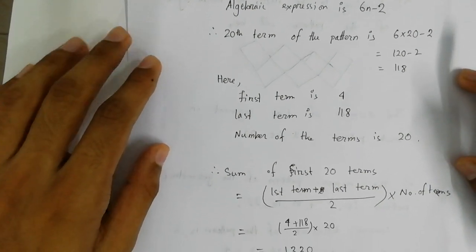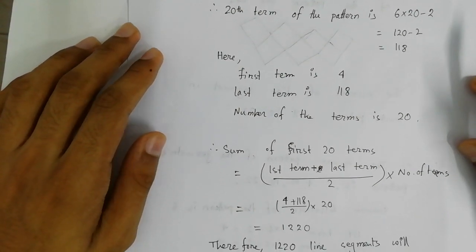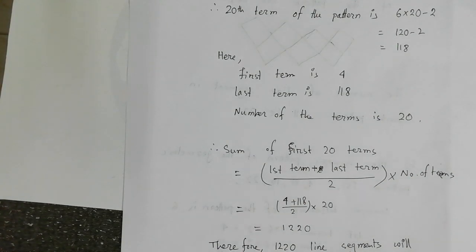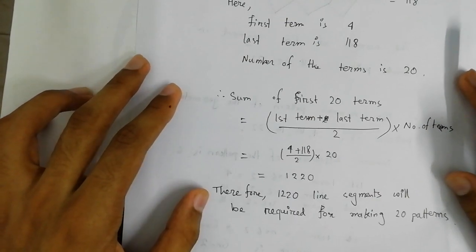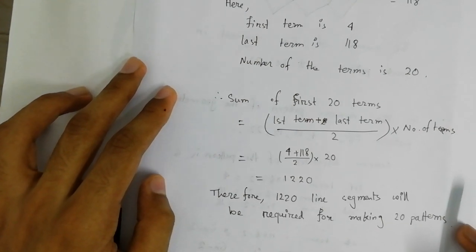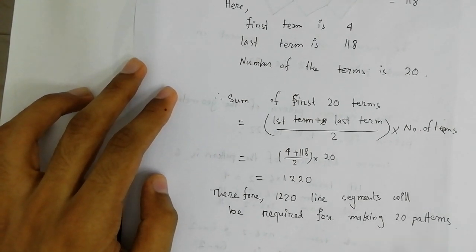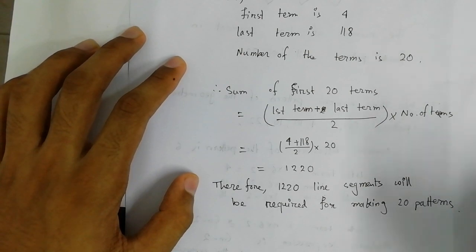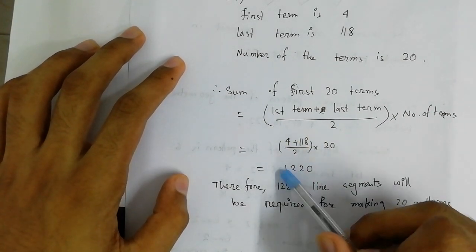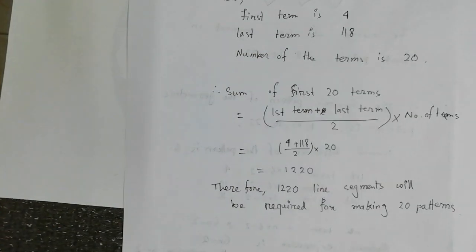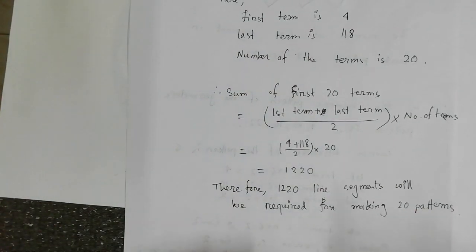From the formula for the total number of line segments, we can write that the sum of the first 20 terms is (first term plus last term) into the number of terms, divided by 2. You can see the formula. We have put the required values in the formula and the result is 1220. Therefore, the total number of line segments required for making 20 patterns is 1220.